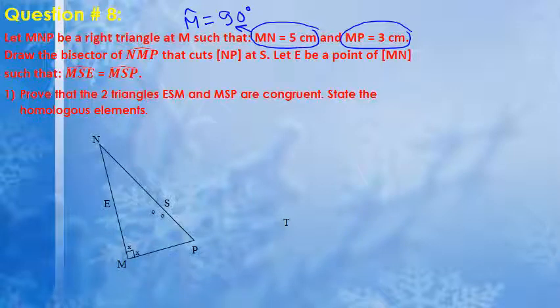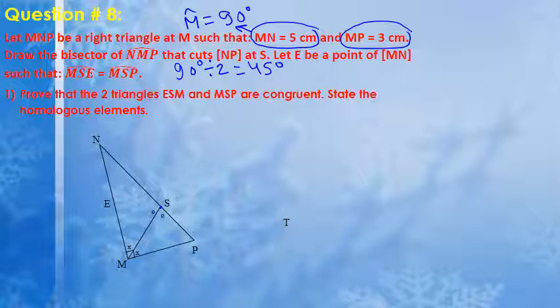Now we should draw the bisector of angle NMP. To draw the bisector, we divide the measure of the angle by 2. So we divide 90 divided by 2. It's equal to 45 degrees. And we draw the bisector of angle M. This bisector cuts the side MP at a point S.